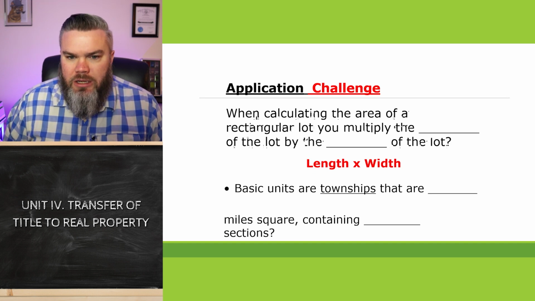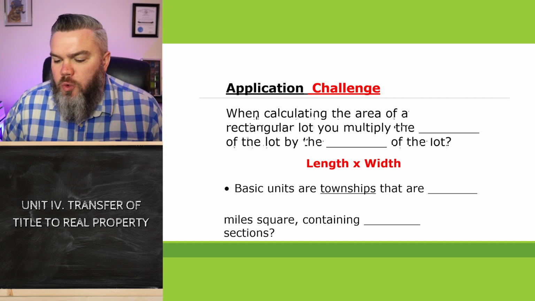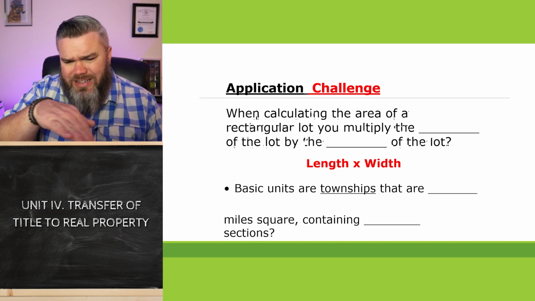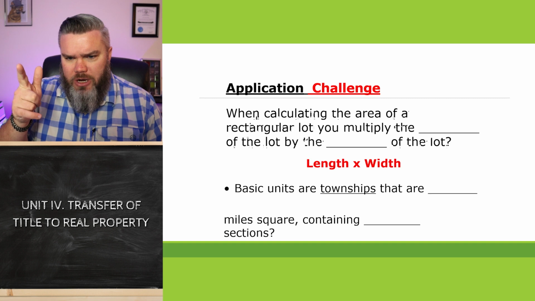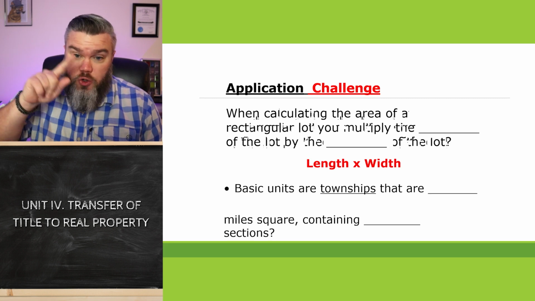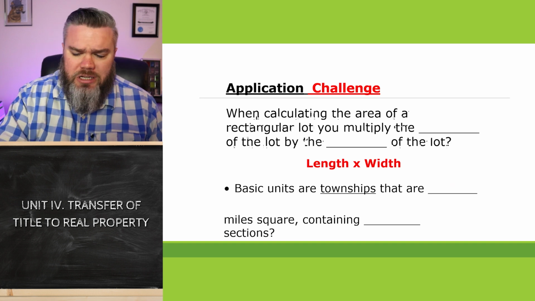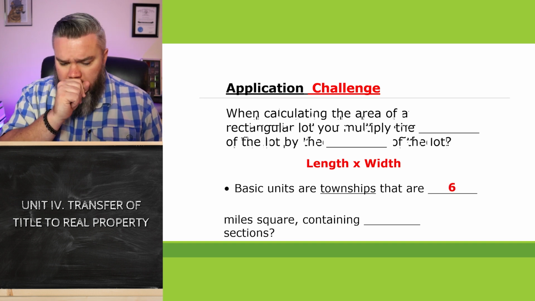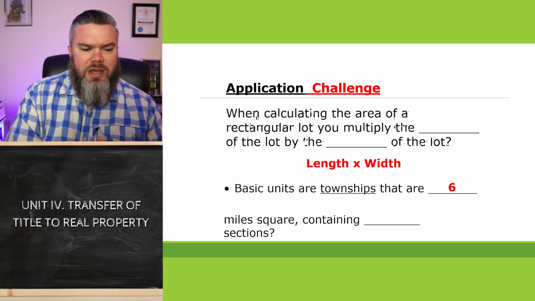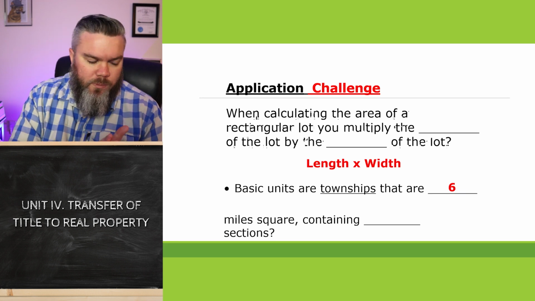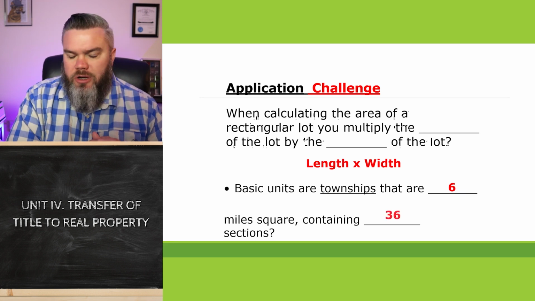That's right. Basic units are townships that are blank miles square. So how many miles square is a township? There you go, Brooks. 6 miles square, which of course contains 36 square miles. I say 6 miles square, and you're basically saying 6 miles squared, which would be 6 miles times 6 miles, or 36 square miles. But 6 miles by 6 miles square for your townships, and they contain how many sections? There you go. 36.